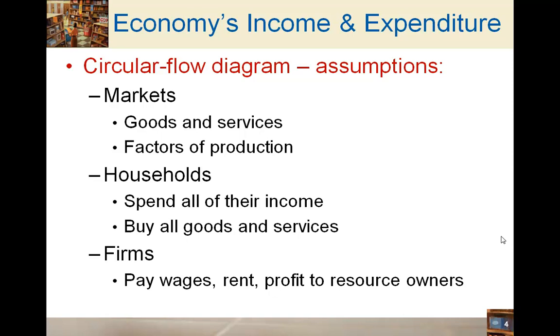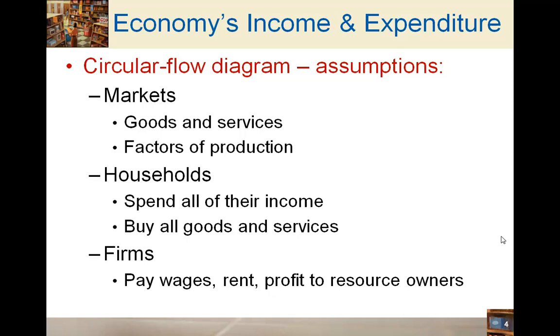The second type of market is the market for goods and services. If you remember, there are really two actors in the economy. There's the households. So that's really the dwelling units, if you like, whoever lives in each household. And there are the firms. The households supply all of the factors of production, and they buy all of the goods and services. The firms pay the suppliers of those factors of production, so they demand factors of production, and they supply the goods and services.